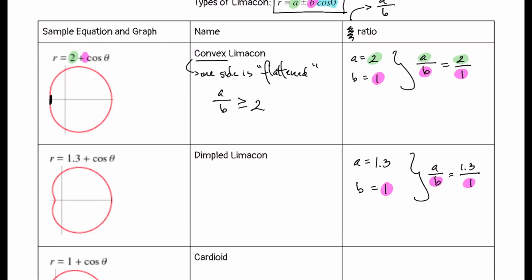And so when we get 1.3, is that number less? It's less than 2, right? But it also happens to be greater than 1. And so that's what happens if we have a ratio of A over B, and it is bigger than 1, but it's also less than 2. What's going to happen is that part that was flat in the convex limaçon is actually going to start to create a little corner here, okay?